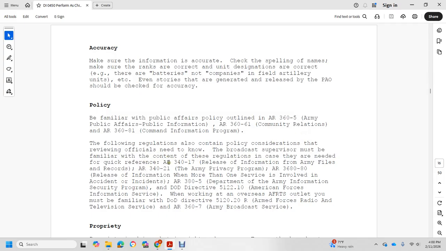In this case, you need a quick reference to Army Regulation 340-17, Release of Information and Records from Army Files, Army Regulation 340-21, Army Privacy Program, Army Regulation 360-80, Release of Information when more than one service is involved in an accident or incident, Army Regulation 380-5, Department of the Army Information Security Program, and Department of Defense Directive 5122.10, the Armed Forces Information Service, while working overseas.